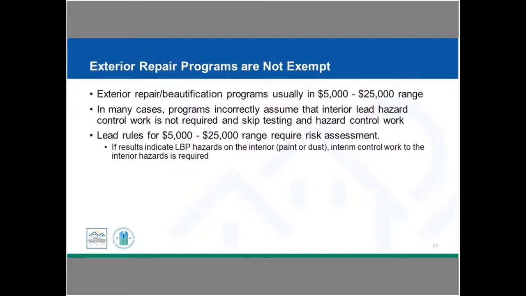All right, so some grantees fund beautification or exterior repair programs. These are also not exempt. Typically, these programs fall in the $5,000 to $25,000 range, and when you're in that range, you have to conduct a risk assessment, and the risk assessment is done of the entire unit, not just the exterior. So you're going to have to take care of any interior hazards or deteriorated paint that is identified during that risk assessment. So make sure, if you are administering an exterior repair program or some type of beautification program, to really take a look at how the program is running. If you end up falling into these different categories, make sure you're doing the proper type of evaluation and the proper type of treatment that needs to be conducted.